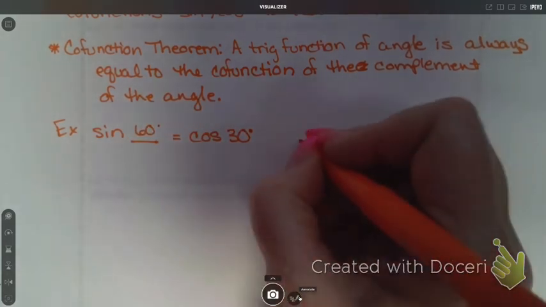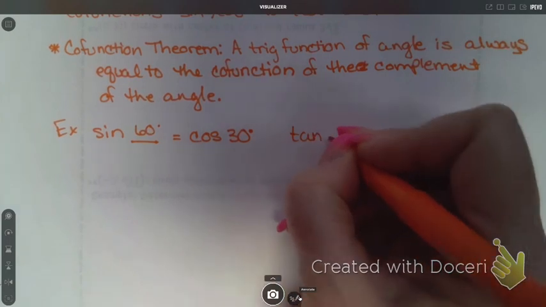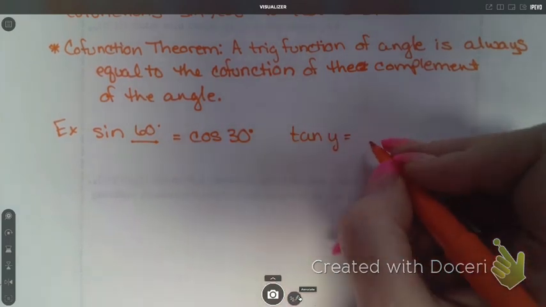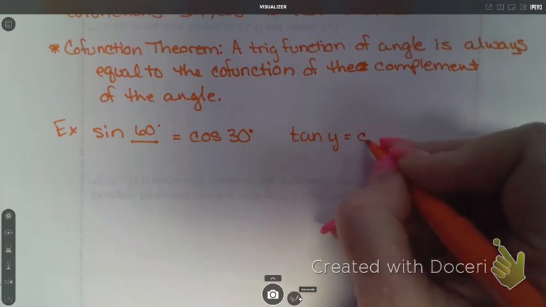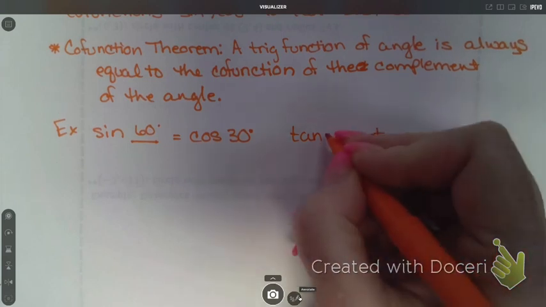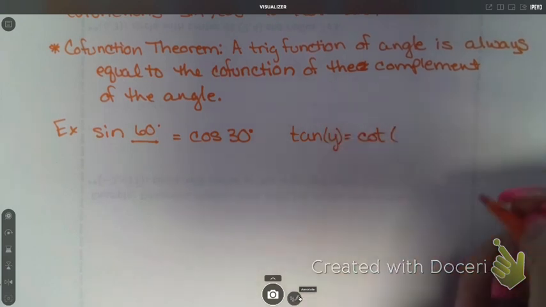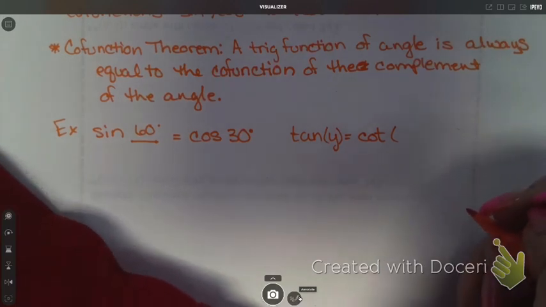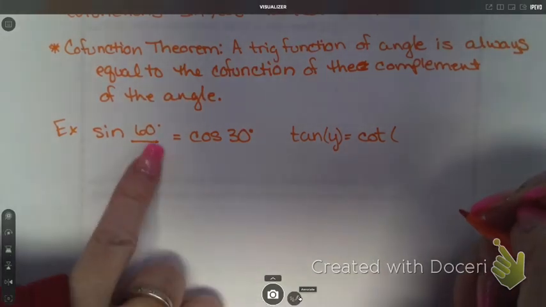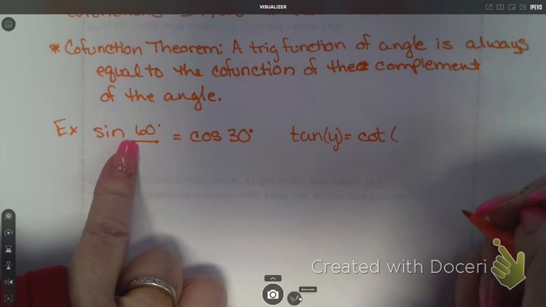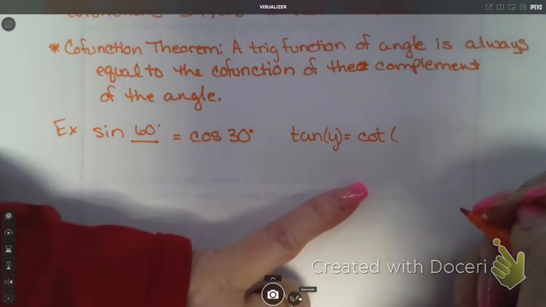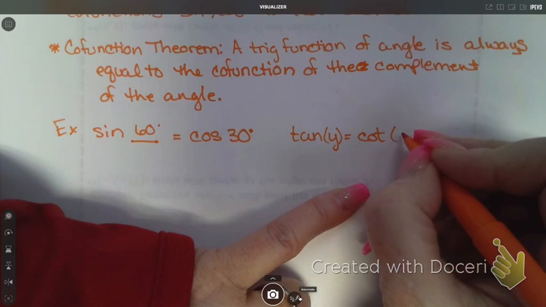The tangent of y is equal to the, what's its cofunction? Cotangent of what? How did we get 60? So you took 90 minus 30, right? So how are we going to get this one? 90 minus y. 90 minus y.